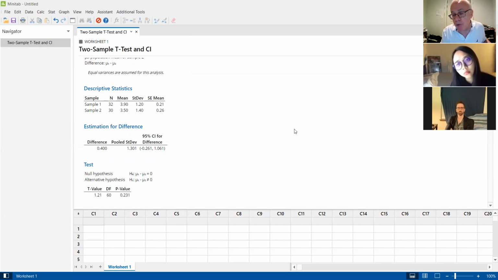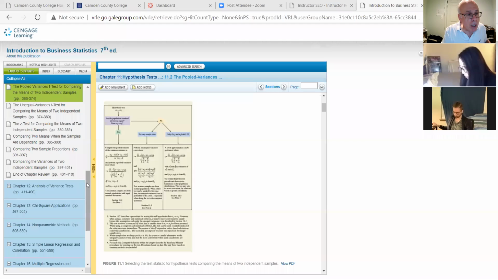Now, for the proportions, it's different because we will do a two-sample z-test. So let's see if we can find an example of that. Two-sample z-test. And let me tell you what page to go to. That starts on page 391. Let's stop sharing here, and let's go to our textbook. And let's go to page 391.